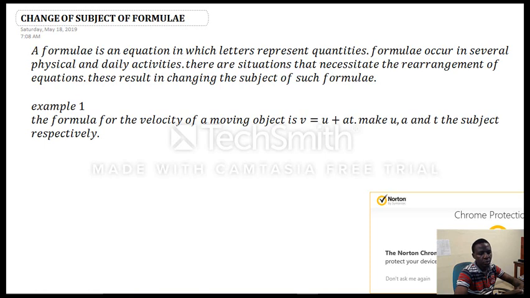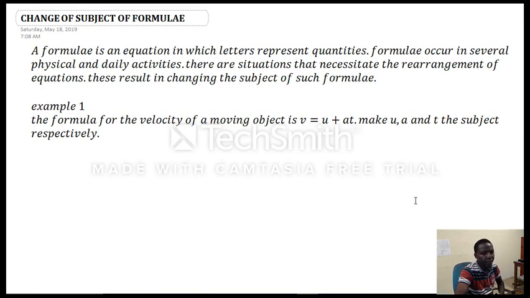In today's class, we'll be looking at simple equations, and in simple equations, we'll be looking at the change of subject of formulae. Let's define a formula or a formulae. A formulae is an equation in which letters represent quantities. Formulae occur in several physical and daily activities. There are situations that necessitate the rearrangement of equations. These result in change of subject of formula.